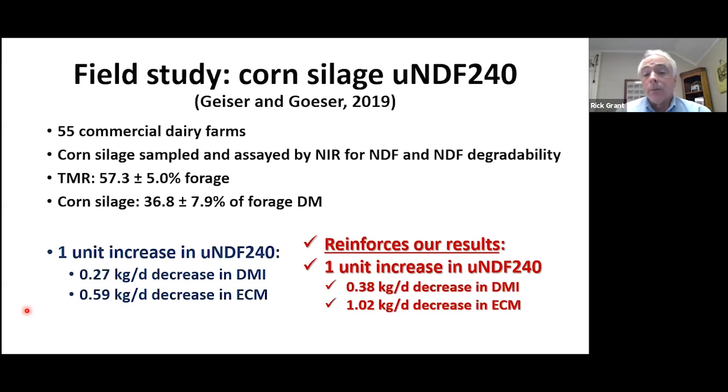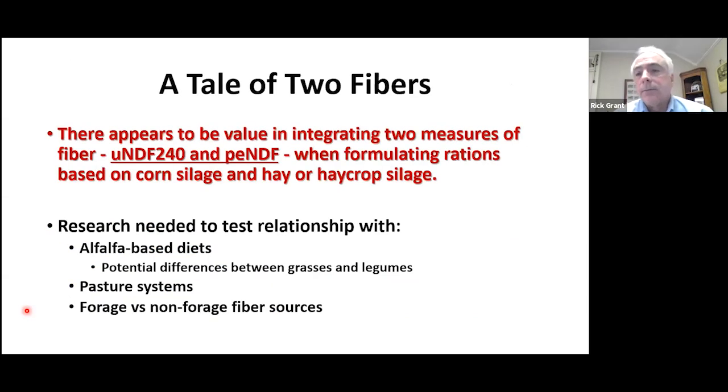Now, I didn't dwell on the slopes I just shared with you in the previous 4 slides, but if you look at those, and remember, our data is on a dietary basis, and Geiser's work just looked at the corn silage component. Nonetheless, they are certainly reinforcing of each other, aren't they? With our TMR-based uNDF and peuNDF, we saw about a 0.38 kilogram per day decrease in intake and a little over a kilo decrease in energy corrected milk. So I think there's something there. I don't want to over-interpret this, but I see value in this going forward with these kinds of diets.